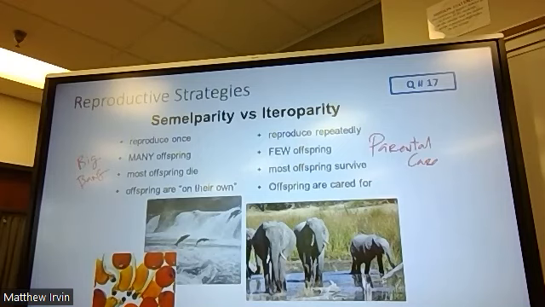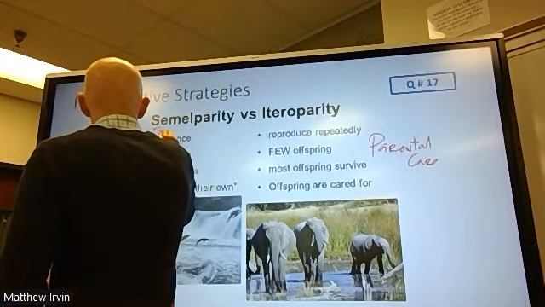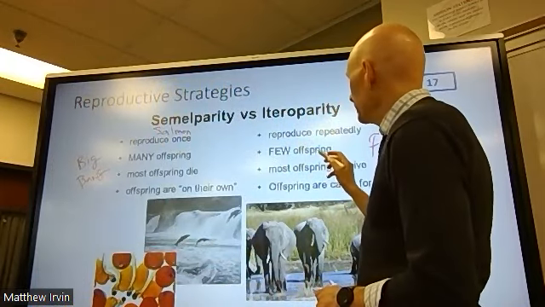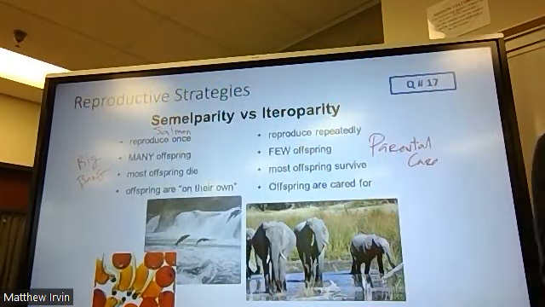Our best example of semelparity is salmon. Semel sounds like salmon. And then for iteroparity, elephants. Pregnant for 2 years, one baby, take care of it for 13 years before she'll get pregnant again. That's even more extreme than humans, which are also iteroparous, but humans can reproduce more frequently, and their babies are much smaller than an elephant baby.